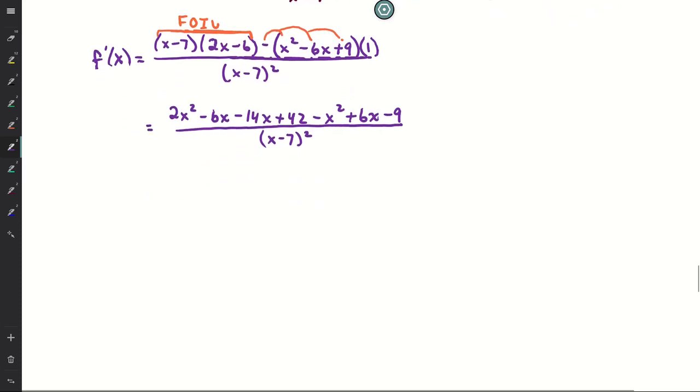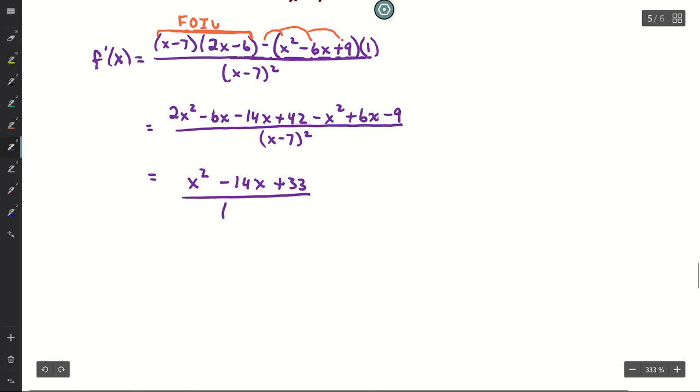Right, and then we want to combine like terms. We've got a couple of x squareds: 2x squared minus an x squared would just be x squared. We have the negative 6x and the positive 6x that would cancel, which leaves me with a negative 14x. And then we have the 42 minus the 9, so that would be a 33. Now all of that is over x minus 7 all squared.